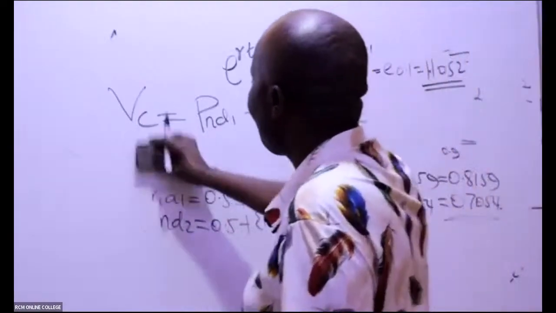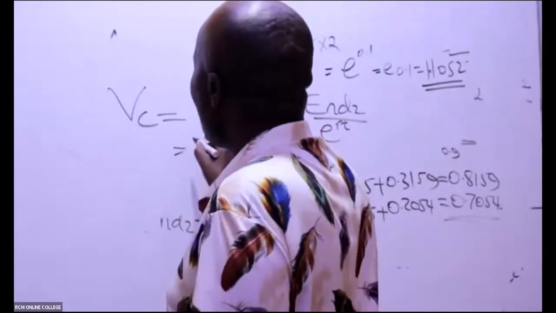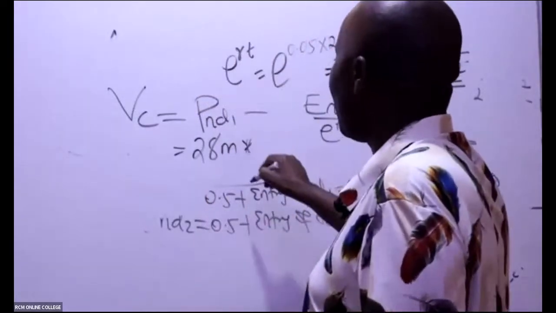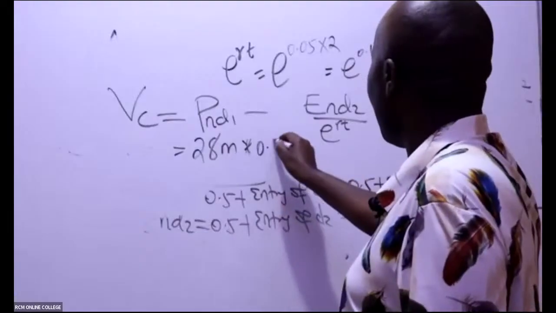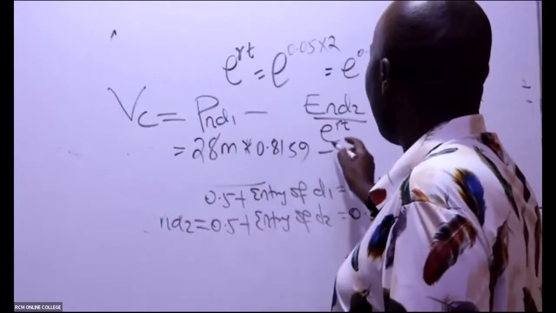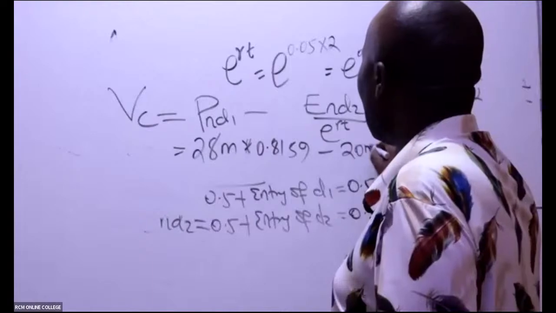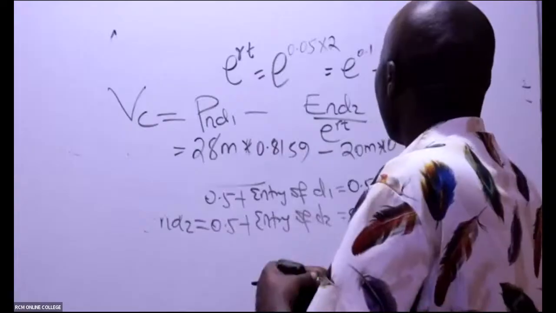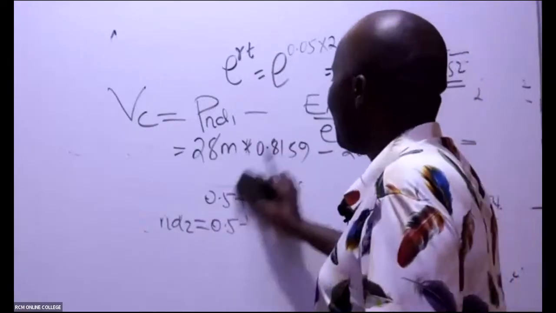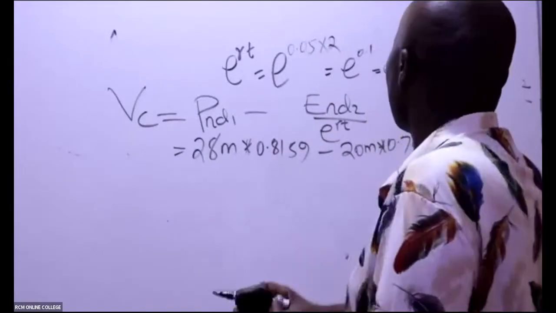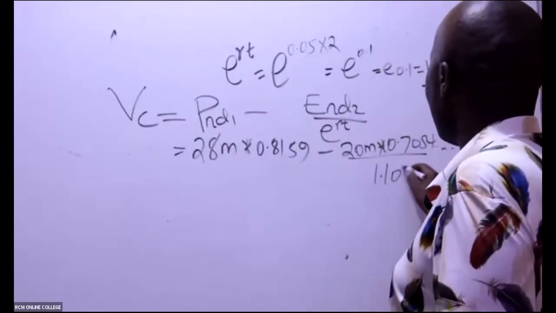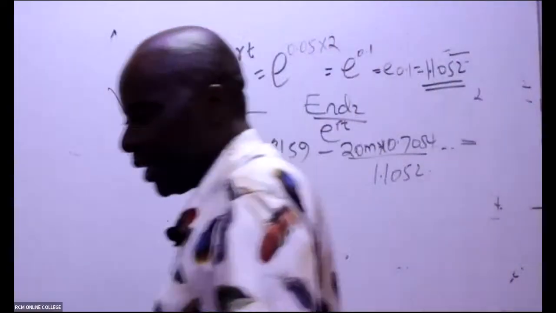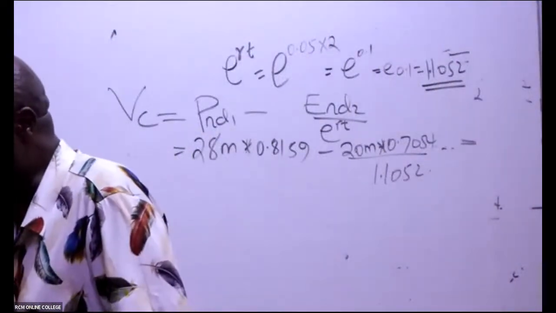Now we have everything. Are you able to remember our present value P? Was it 28 million? Times N(d1), N(d1) is here, 0.8159. Minus the exercise price, which was 20 million, times N(d2), 0.7054. But now remember, this exercise price is being discounted using this. So you divide this by 1.1052. Then at the end of the day, ladies and gentlemen, what figure? Somebody should be able to assist, Qn3c.